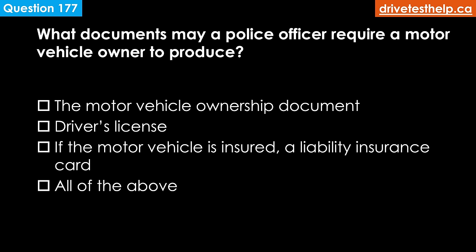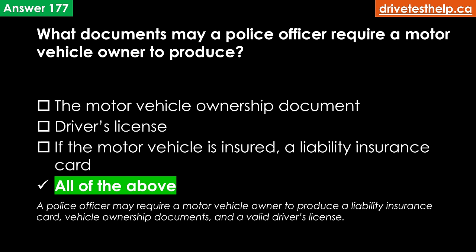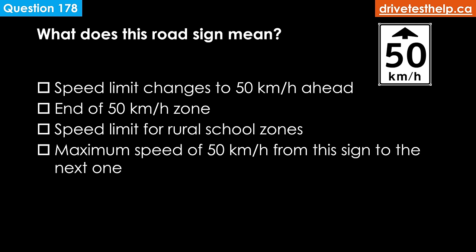What documents may a police officer require a motor vehicle owner to produce? The motor vehicle ownership document, if he or she is operating a motor vehicle, a valid driver's license, if the motor vehicle is insured, a liability insurance card, all of the above. The correct answer, all of the above. A police officer may require a motor vehicle owner to produce a liability insurance card, vehicle ownership documents, and a valid driver's license.